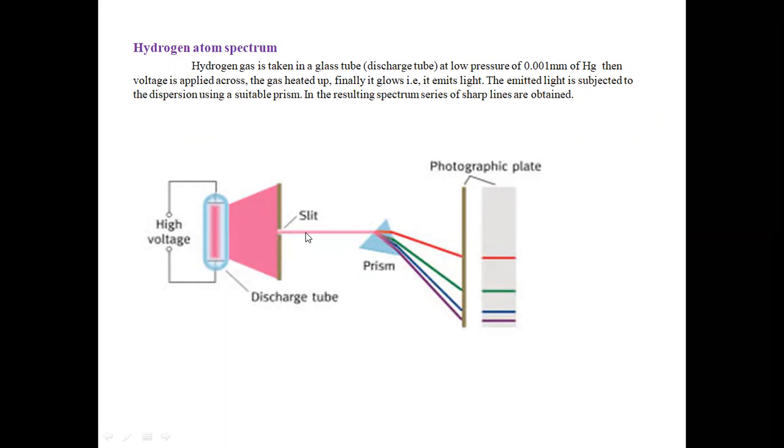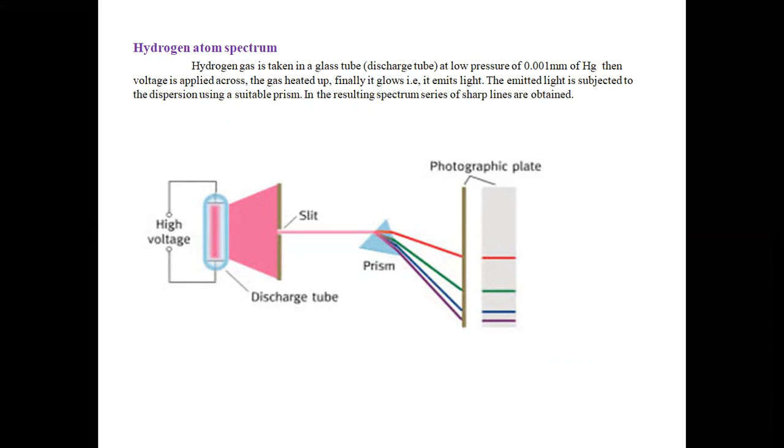Once the light passes through the slit, it is made to disperse through this prism. We are taking a prism. The light emitted by the gas is made to disperse through this prism, and these are the various spectral lines which were dispersed on the photographic plate. Here we are collecting the various spectral lines on the photographic plate.